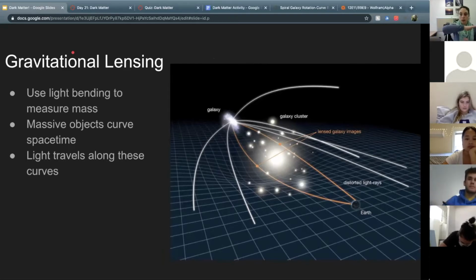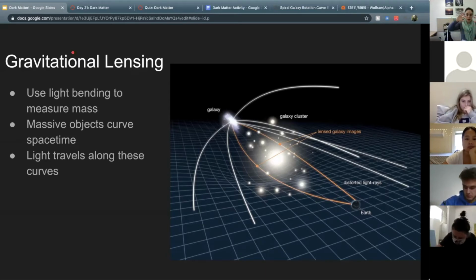So rotation curves, the thing with those is they only work for spiral galaxies that have nice organized rotation. Gravitational lensing will also work for elliptical galaxies. So this is going to be how we measure the mass of elliptical galaxies. And what gravitational lensing is, according to general relativity, we exist in a space-time fabric. And what gravity is, is curves in that space-time fabric.